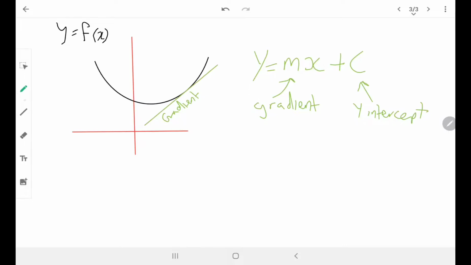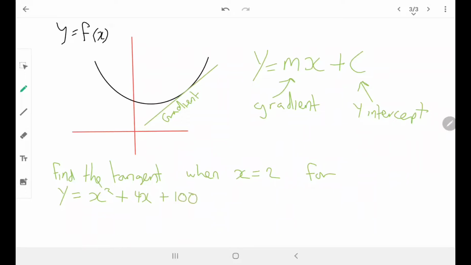So let's just say I have: find the tangent when x equals 2 for y equals x squared plus 4x plus 100. May as well just put in the 100 there.